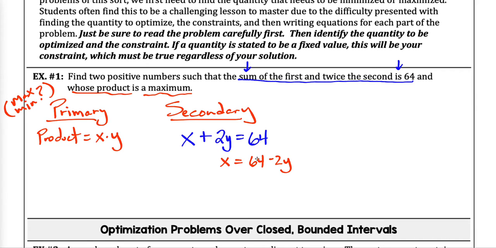Now, I guess there are situations where it would be beneficial to solve for a certain variable, because up here it's asking us to find both answers, but maybe it would only ask us to find the first number. And so then we would want these variables to be x's so that we could find the answer right away, I guess. That'd be about the only thing I could think of. Okay, so product equals 64 minus 2y times y.